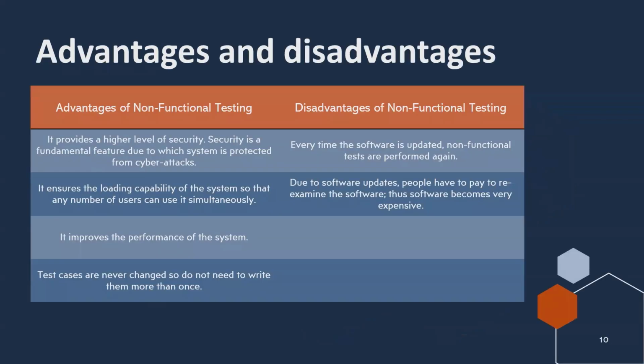So what advantages and disadvantages of non-functional testing do we have? This will provide a higher level of security. Security is a fundamental feature due to which the system is protected from cyber attacks. It ensures the loading capability of the system so that any number of users can use it simultaneously. This also improves the performance of the system. Test cases never change, so you do not need to write them more than once. Which disadvantages of non-functional testing do we have? Every time the software is updated, non-functional tests are performed again. Due to software updates, people have to pay to re-examine the software. The software becomes very expensive.